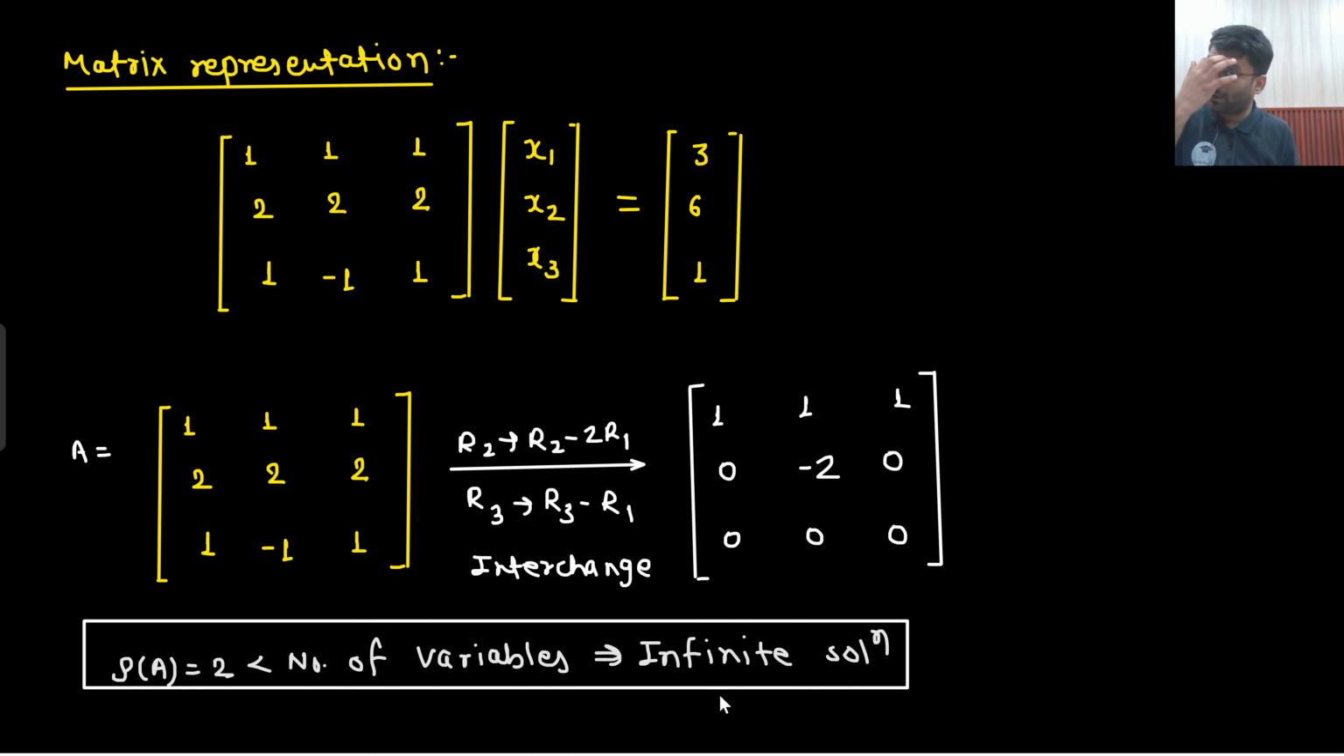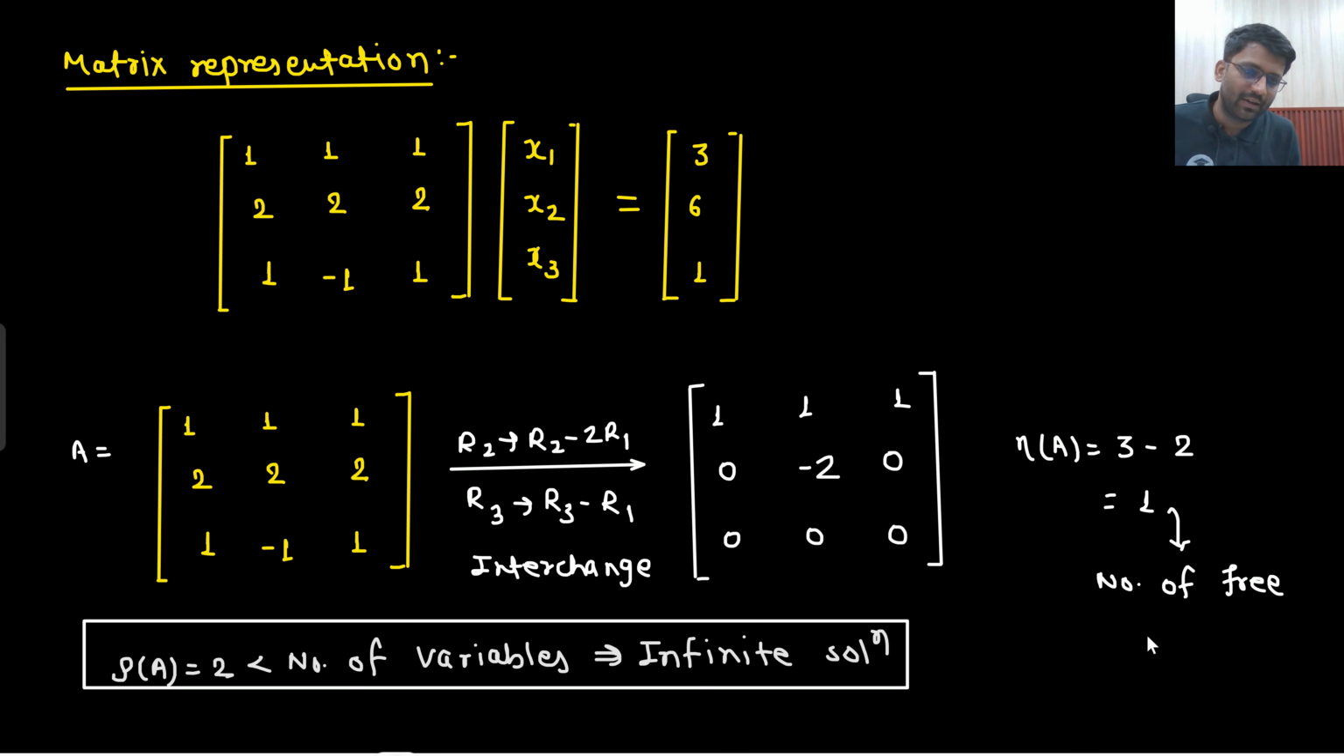And can anyone let me know what is the nullity of A? So nullity of A will be the number of variables minus the rank. How many variables are there? 3 variables. What is the rank? 2. Nullity of A is 1. So what is this 1 representing? Number of free variables or number of independent solutions. So whatever we have studied, ditto the same thing we are doing.